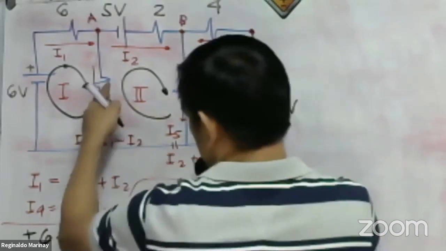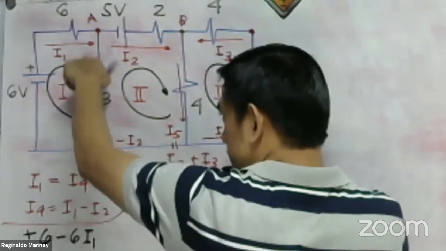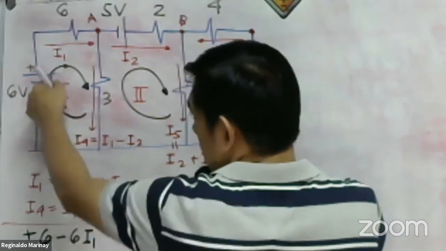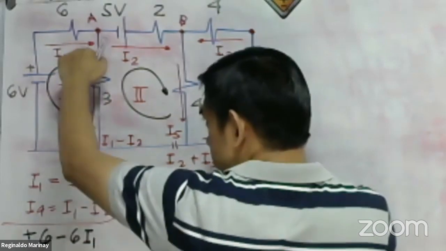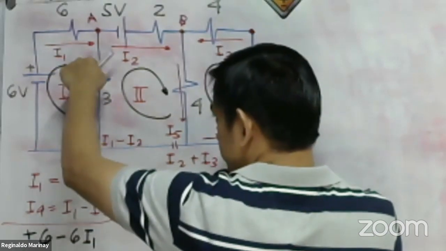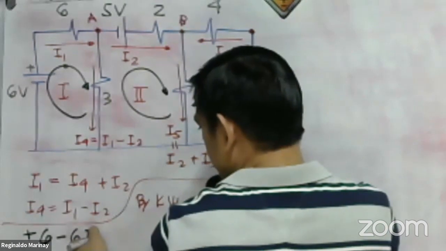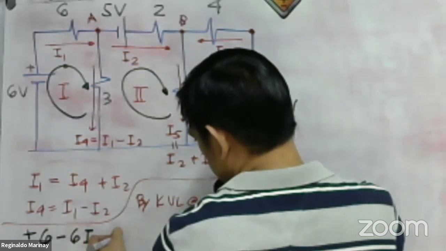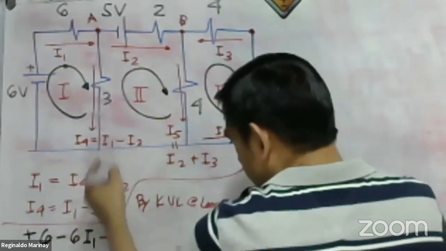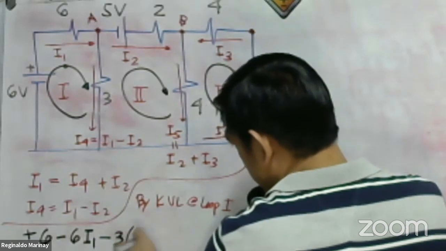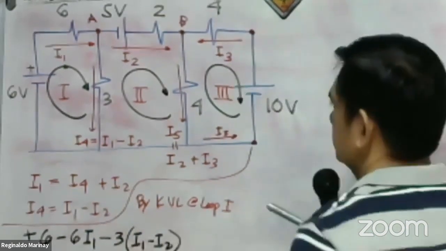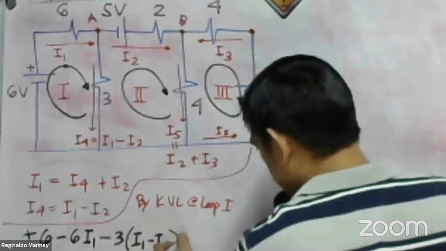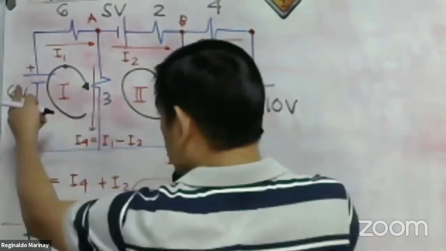What about in the 3 ohm resistor? The current I4 is going downward. So, the circuit tracing is also going downward. So, parehas sila, pababa. One line, there should be one line because they have one direction. Minus 3 I4, or I will just put here I1 minus I2. So that is equal to 0 because there are 3 terms.